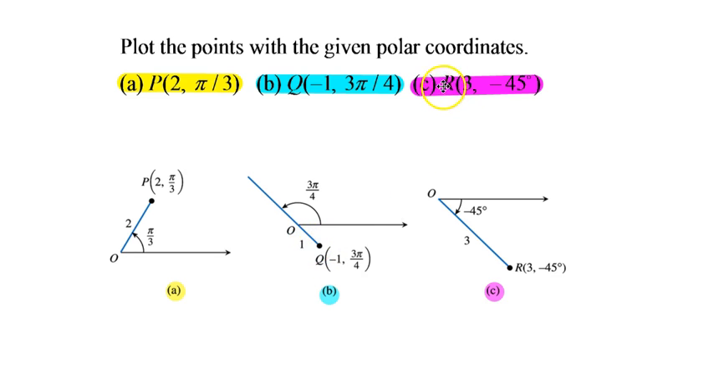In C, we have point R. We have our r value of 3, -45 degrees for our theta value. So starting at our polar axis, negative, we have to go clockwise now. So we go clockwise, -45 degrees. From O, we have to go a distance of 3, and we would get to point R. So that's how you plot with polar coordinates.